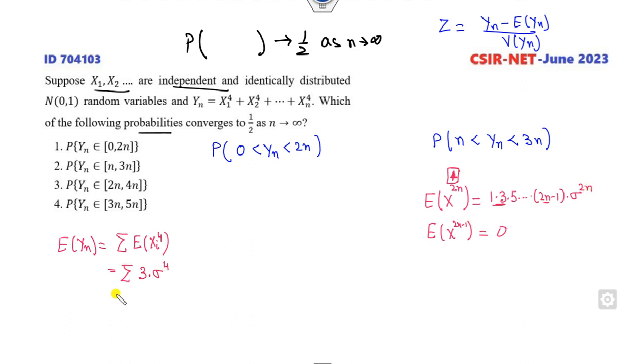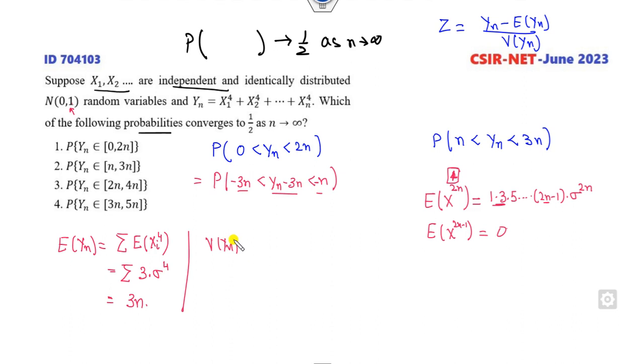So what is that? Sigma is 1, so 1 to the power 4 is 1. So it is 3n. So Yn has a mean 3n. So I can subtract 3n from each side: Yn minus 3n, minus 3. Fine. Now, if I divide this by the standard deviation, what is the variance of this?